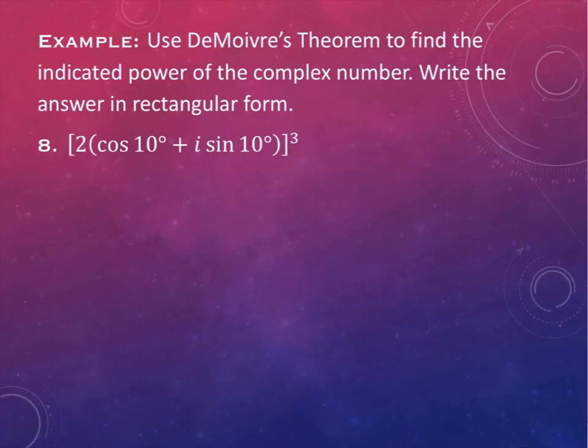So this one actually says, use de Moivre's theorem to find the indicated power, and it is, again, a power of 3. Okay, so just like the one I just did. And then we're going to write the answer in rectangular form. Okay, so rectangular form means that when we're done, it's not going to have sines and cosines and angles in it. Okay, we're going to clean those up.